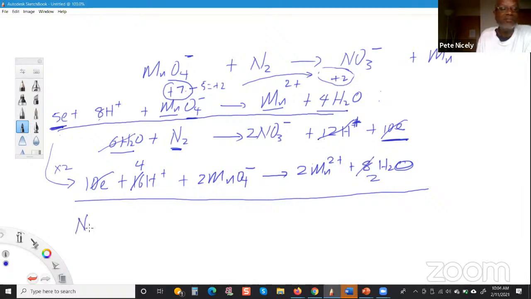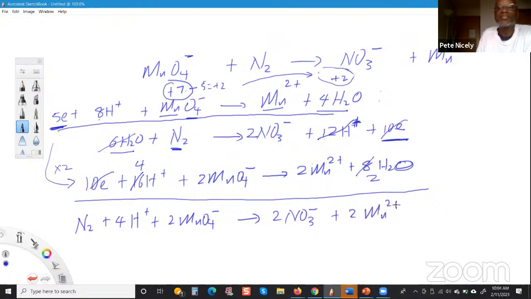So that would be N2 plus 4H+ plus 2 MnO4 minus to give, and then on the right side, 2 NO3 minus plus 2 Mn2+ plus 2 H2O. And that should be the final answer. But again, as I said before in the previous example, you need to check to make sure everything is balanced. So let's do that now.